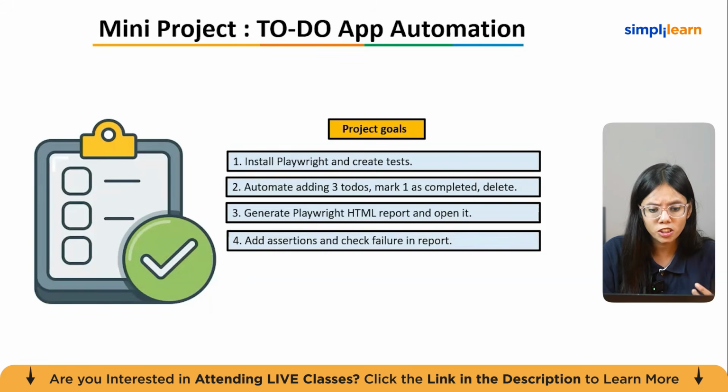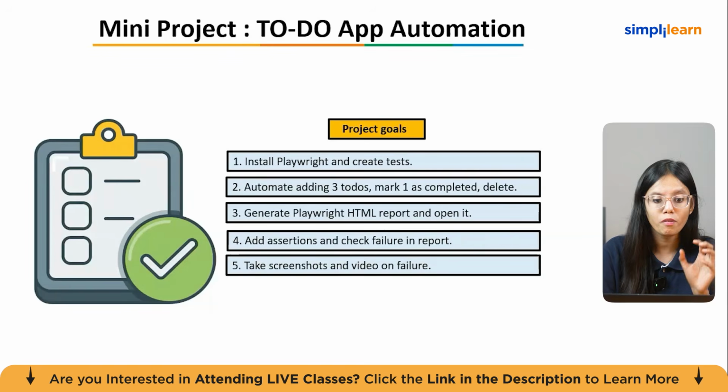Then we will add assertions and check for failures in the report, if any failure occurs. Then we will take the screenshots and the video on failure. Only on failure will we take the screenshots, and I'll show you the reasons as well. So this is all we are going to do in our mini project, which is automation of the Todo app.